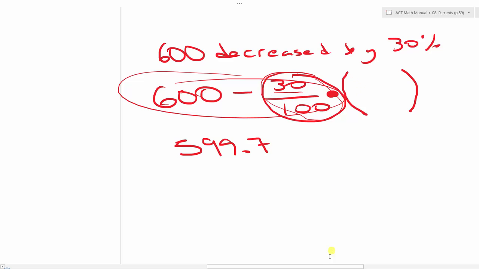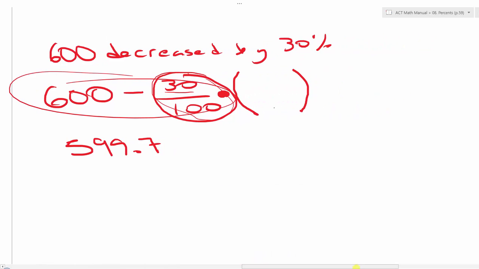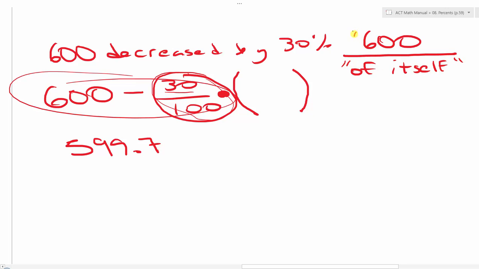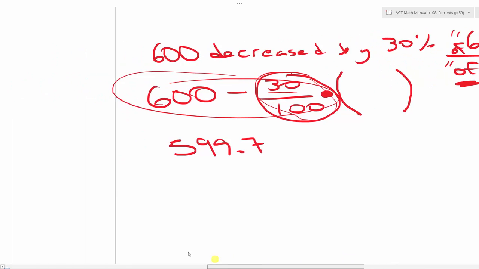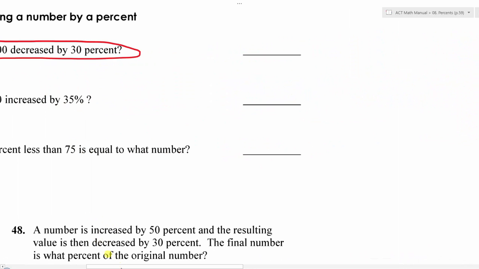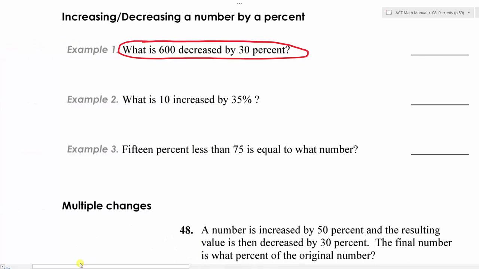In other words, when a question says 600 decreased by 30%, there is an unwritten 600 here, an unwritten "of itself." Okay, either one of those. So 600 decreased by 30% does not literally mean 600 decreased by 30 over 100. It means 600 decreased by 30% of itself, or of 600. So you have to understand that, or else, again, you're going to make a careless mistake on a question like this.